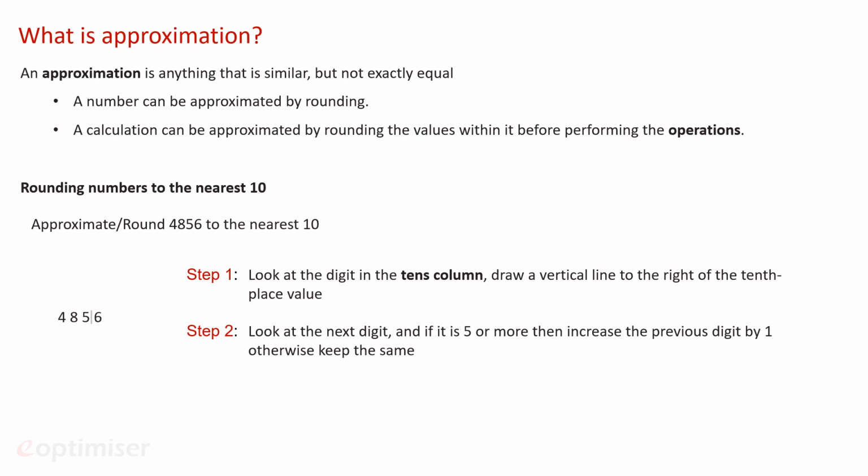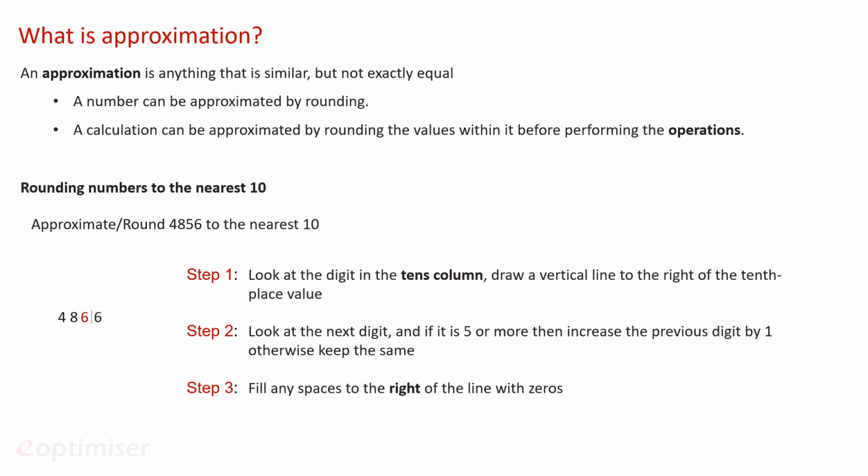Then you have to look at the number right of the line. Here 6 is right of that line, and we need to check whether that number is 5 or more. It can be equal to 5 or more than 5, so it can be 5, 6, 7, 8, 9. Then you have to increase the number before the line by 1. So it used to be 5, now you change that to 6.